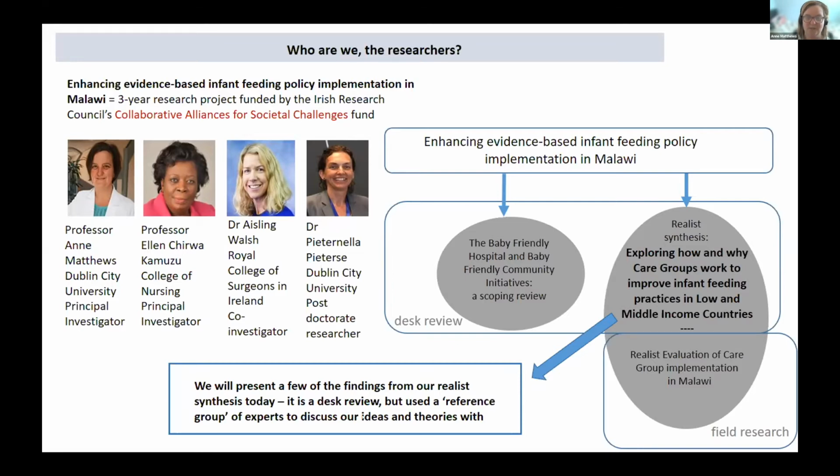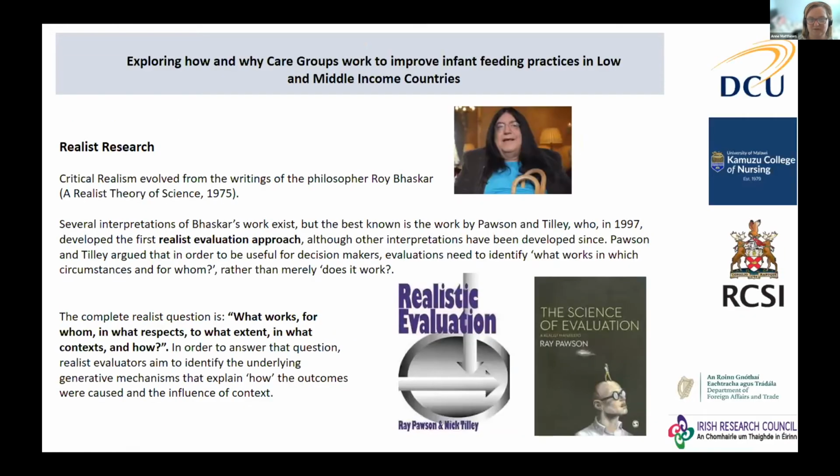So it is a desk review, but a part of the realist methodology, whether it's primary or secondary, usually recommends having a kind of a reference group or a group of stakeholders to kind of check in with, to make sure, does this make sense? Is this what people have experienced on the ground? So in that way, we have this reference group of experts, both on care groups, on infant feeding, and then in our case, people involved with us in Malawi in that context as well.